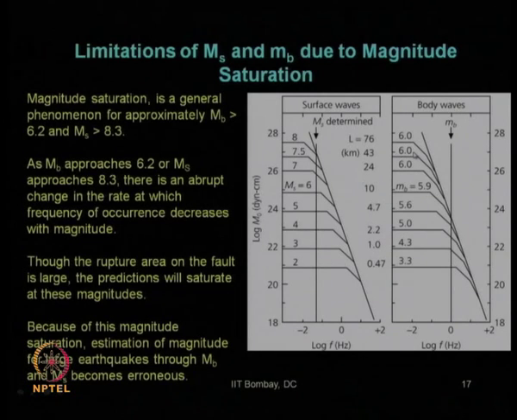Similarly, for body wave magnitude, they become ineffective or go to saturation, that is, all of them merge to a single response at higher frequencies beyond an earthquake magnitude of 6 in the case of body wave, from this picture. So, the exact value is 6.2. Beyond these two values, we should not use these two scales reliably, because they are not giving the correct estimate. So, that is another limitation about the use of the MS and MB scales.